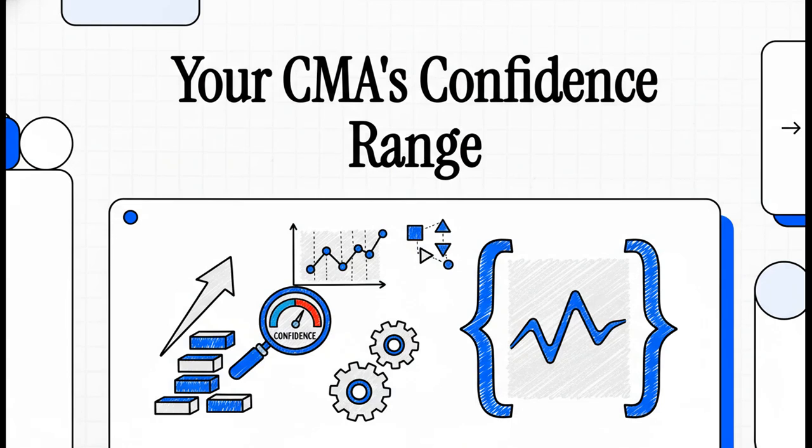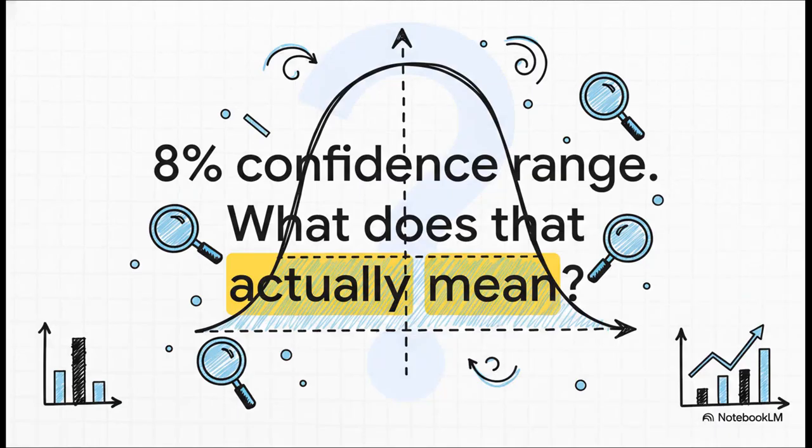All right, let's talk about a number you see all the time on your CMAs, that confidence range. We're going to pull back the curtain on what that percentage really is, and more importantly, what's the math actually powering it? So picture this. Your CMA says there's an 8% confidence range. Okay, but what does that actually mean?